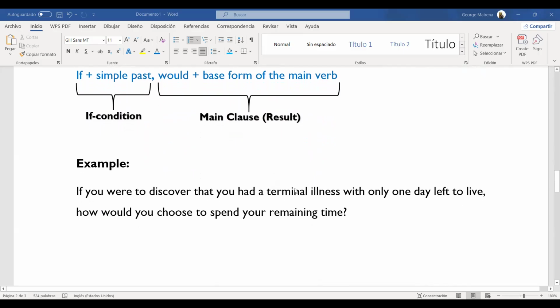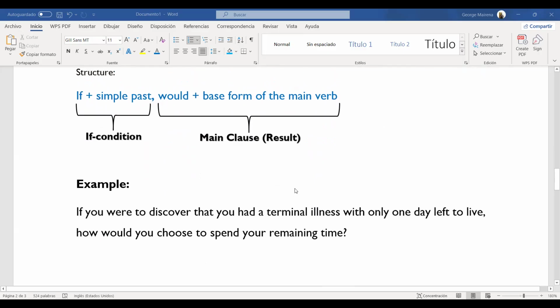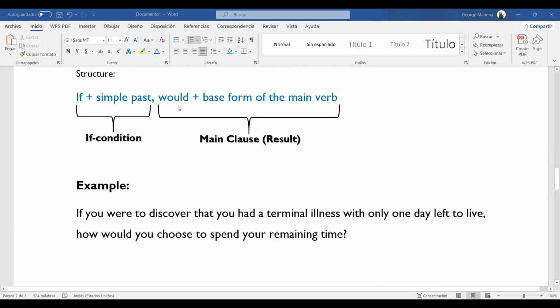So let's see an example. If you were to discover that you had a terminal illness with only 1 day left to live, how would you choose to spend your remaining time? Before answering that question, folks, I would like you to use this structure. Like, if I had, right? If I had a terminal illness with only 1 day left to live, I would what? I'm all ears.